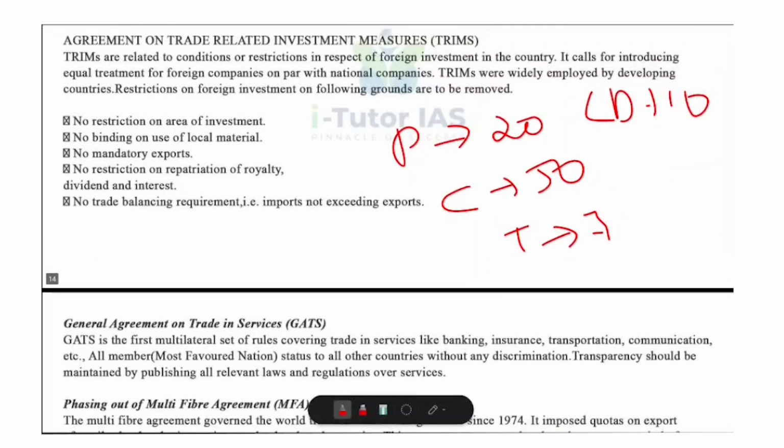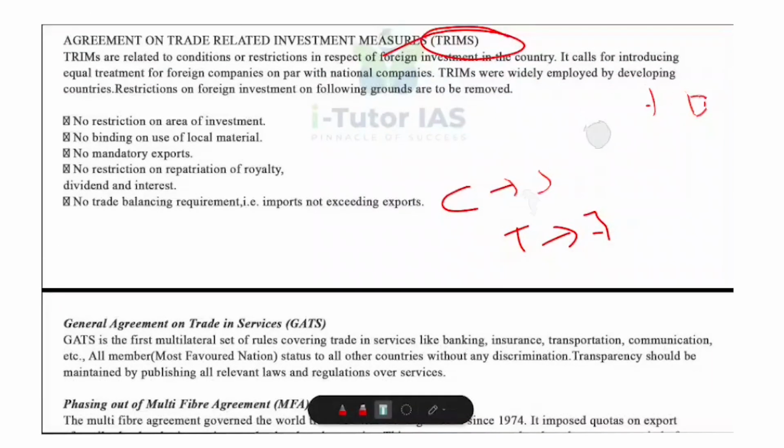What is called TRIMS? Do you know what is meant by TRIMS? Trade Related Investment Measures. So TRIMS deals with conditions or restrictions imposed on foreign investment in a country. The aim is to treat foreign companies equally with domestic companies and remove discriminatory investment practices. It focuses on making trade and investment free from local restrictions that may hinder international trade. And developing countries often have rules for foreign investors to protect local industries. TRIMS ask countries to remove such restrictions. Okay.